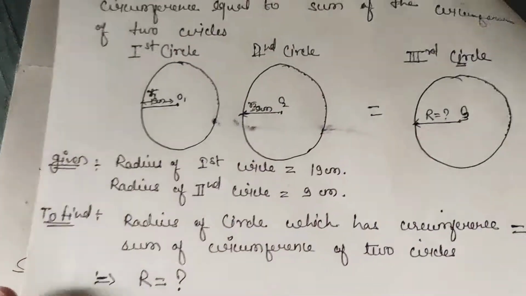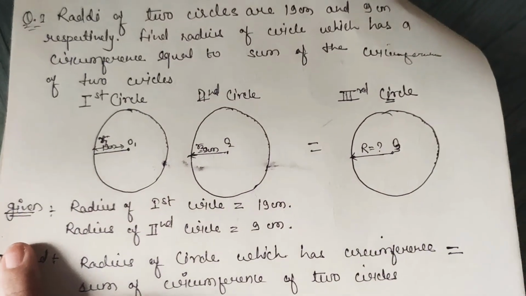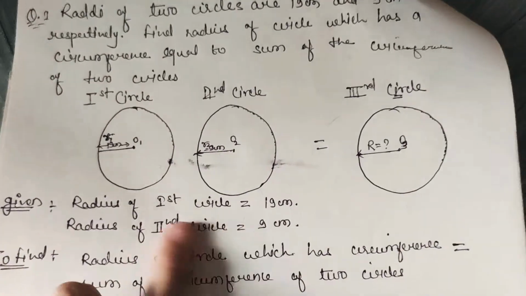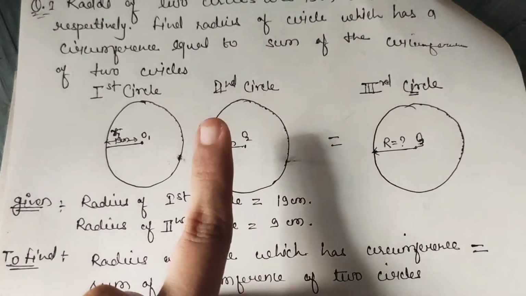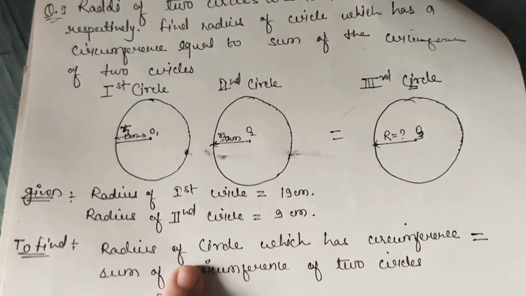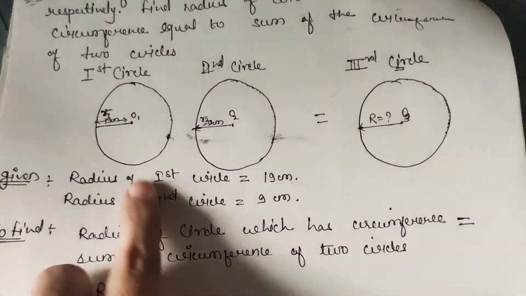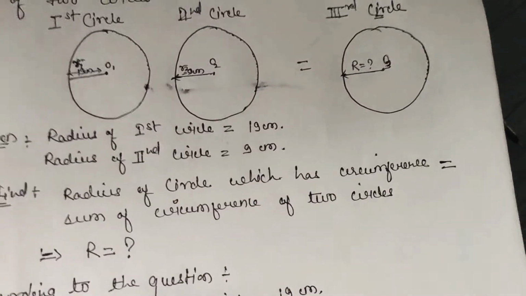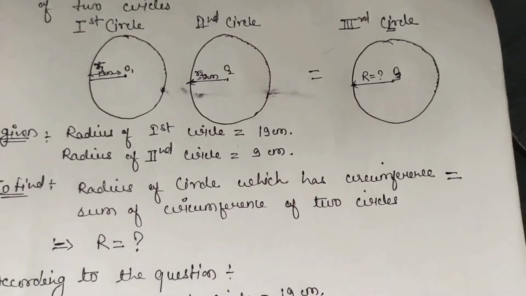Now first we will note down what is given in the question. We have given the radius of the first circle, which is 19 cm, and the radius of the second circle, which is 9 cm. Now what we have to find? We have to find the radius of the third circle, which has a circumference equal to the sum of the circumference of the two circles. Now we assume that capital R is the radius of the third circle.